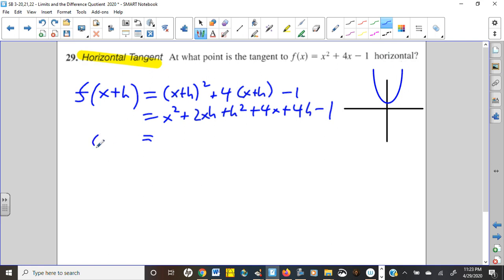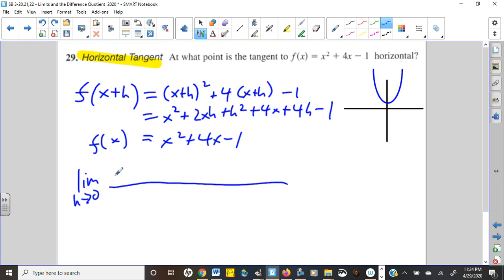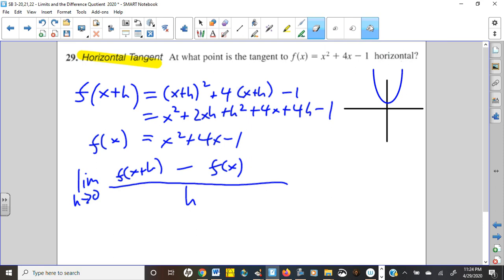So what is f of x? Well, f of x is just what we see, right? x squared plus 4x minus 1. If you use a plus h and f of a instead of x, well, turn all these x's into a's and it's the same thing. But now we can go ahead and use our tangent slope formula. Limit as h goes to 0, always h, right, of f of x plus h minus f of x over h. But we know exactly what these are because I just found them.